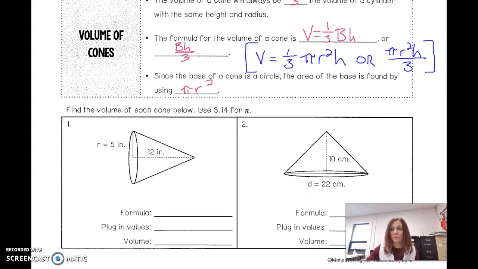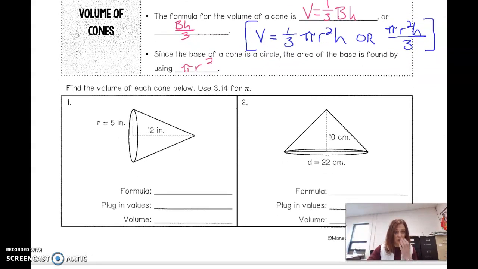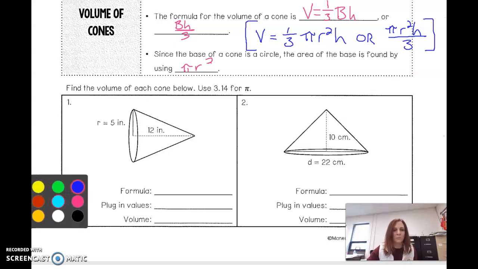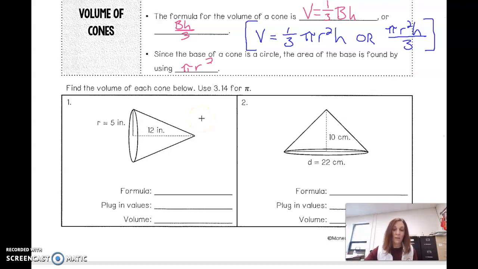Okay, so let's use our formula here. Find the volume of each cone, use 3.14. I will probably use a calculator again. All right, so formula, okay? Again, our formula that we're going to use here is either one of these. So I'll just use the first one for now.